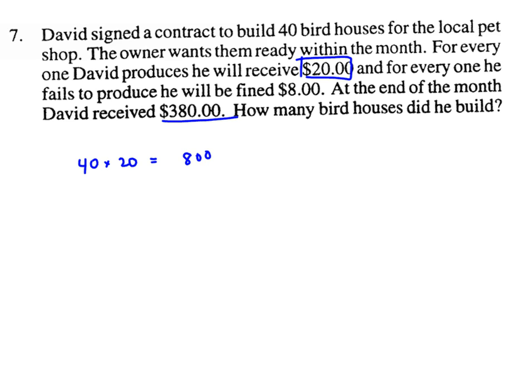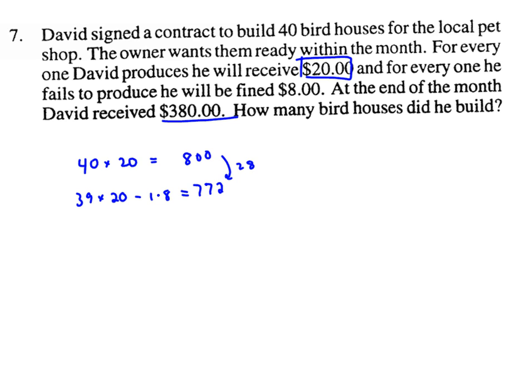Well, obviously, $800 is way too much. He did not build every house. So we consider, what happens if he instead builds 39 of them? If he builds 39, then for one of them he has to subtract $8 from his profit. So 39 times 20 is 780, minus 8 is 772. By building one less, he earns $28 less, which makes sense because he goes from earning $20 to losing $8.